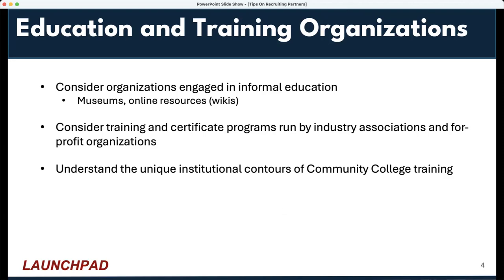And then understand the unique institutional contours of community college training. They have to manage certificate programs. They have to interact with the private industry councils. They have to acquire equipment that is appropriate for the people who will be hiring their graduates. So, recognize when you partner with community colleges that they have a very unusual institutional contour among institutions of higher ed.